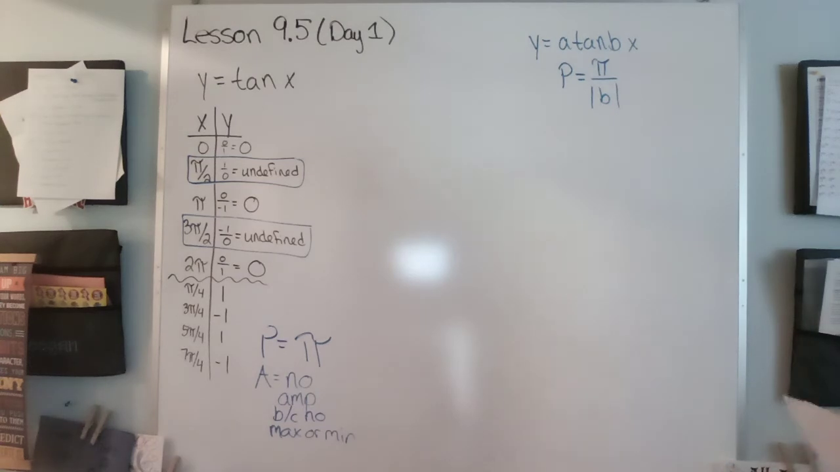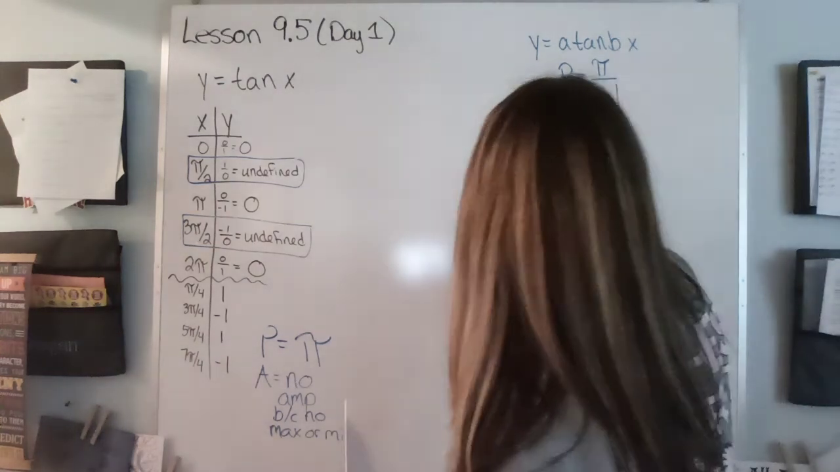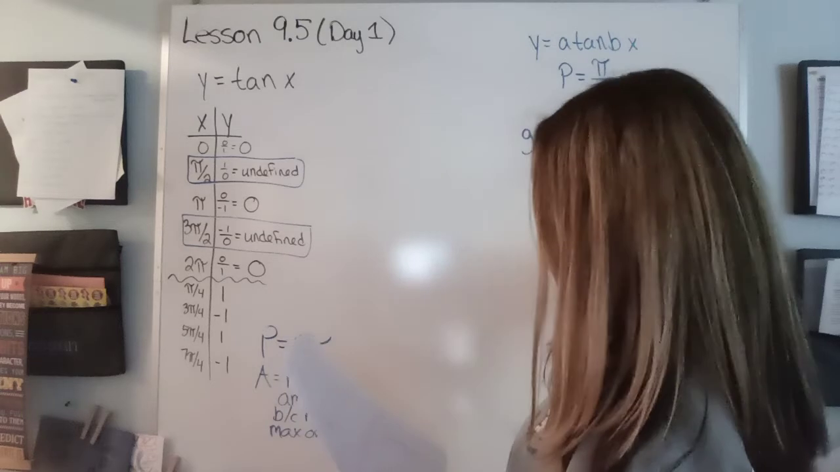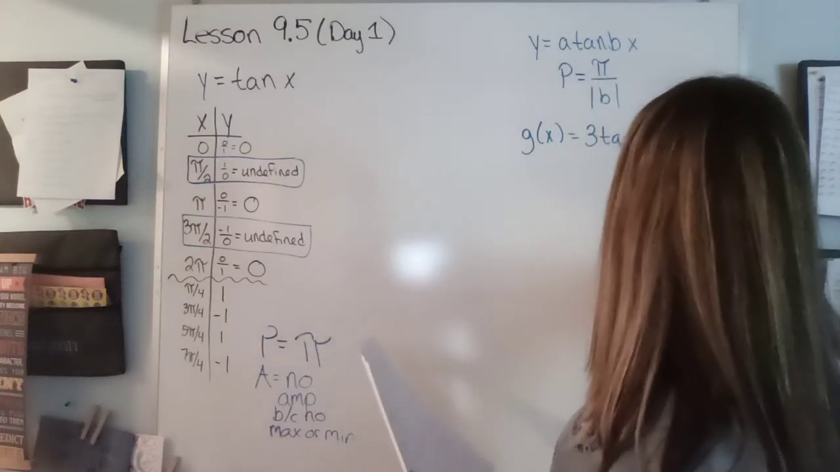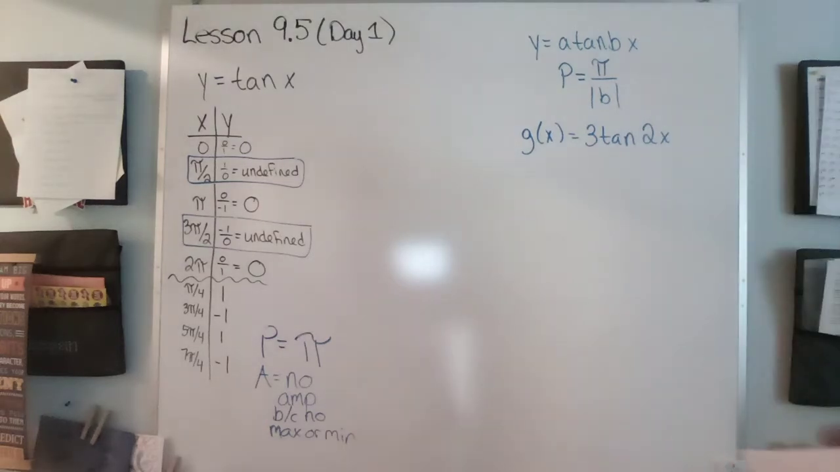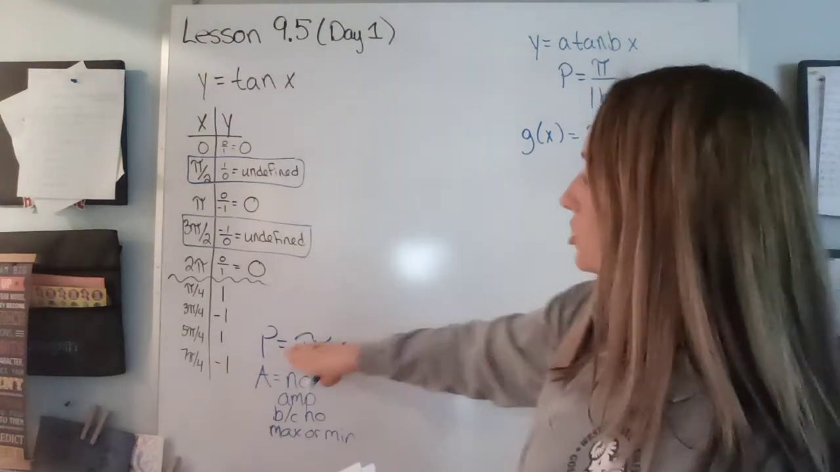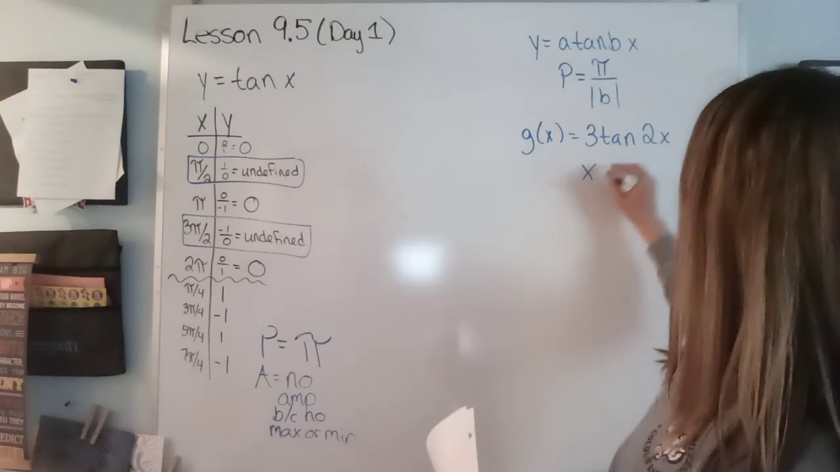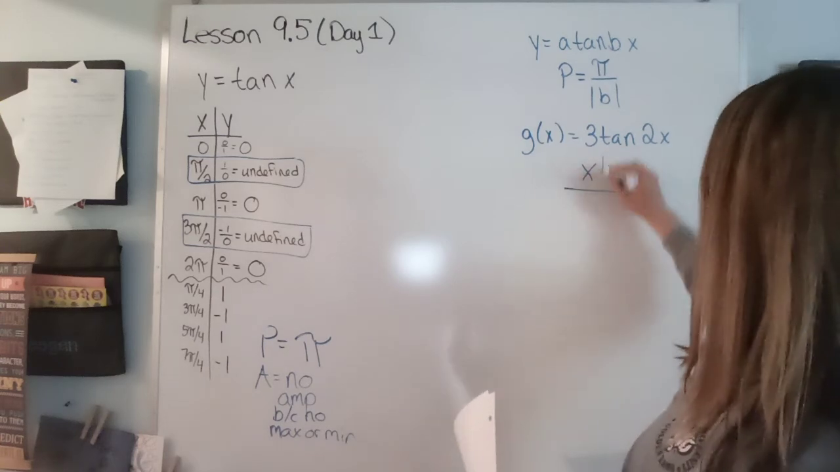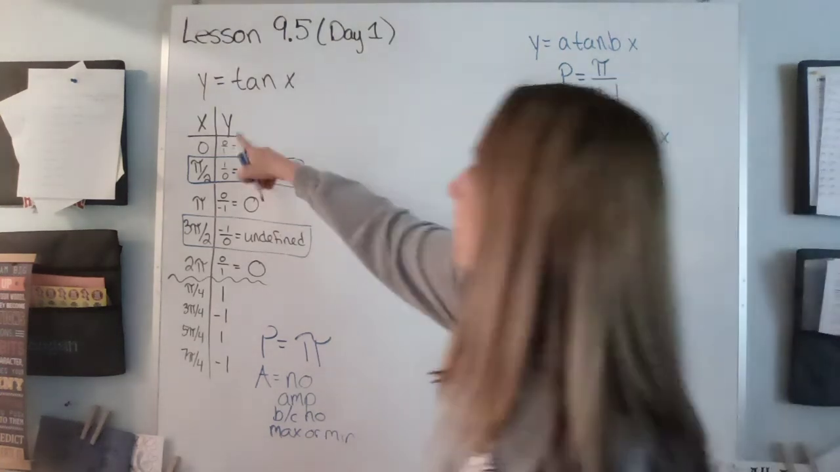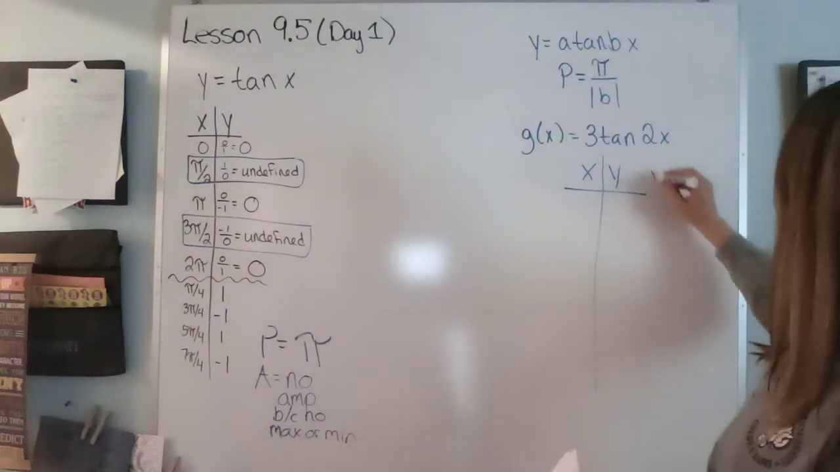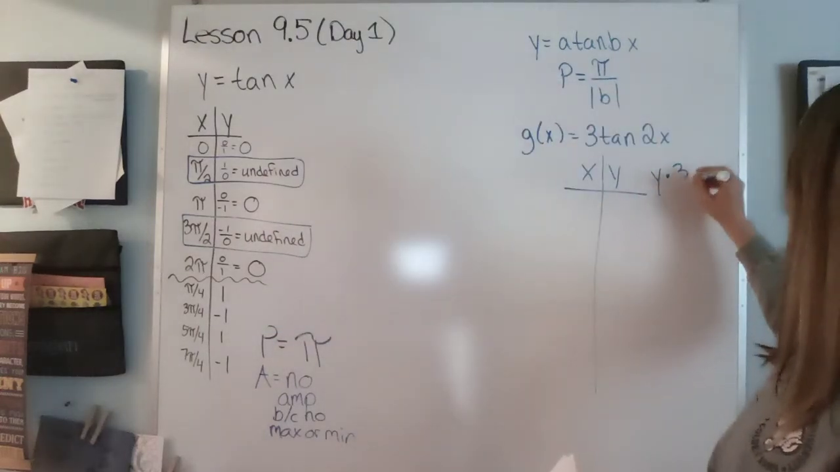All right? So we're going to graph g of x equals 3 tan of 2x. Okay. So I'm going to refer to the parent function and perform the transformations to get my new points for my transformed function. The a value tells me there's a vertical stretch of 3, so I'm going to multiply all the y values by 3. It's going to be y times 3.